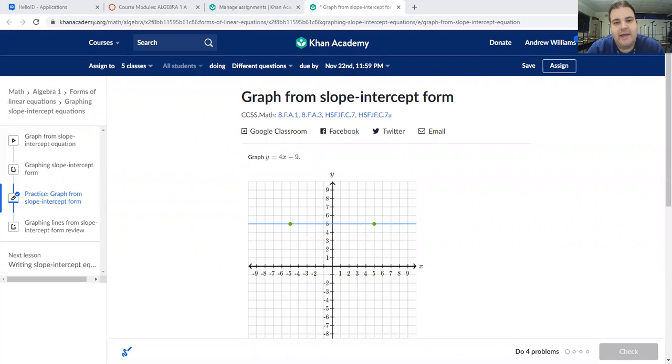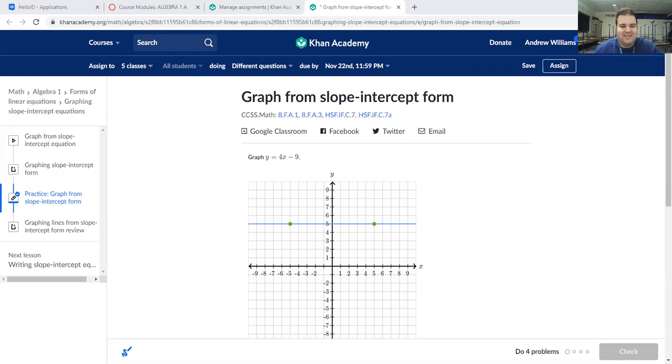All right, guys, we're working on Khan Academy here, and we're doing graph from slope-intercept form. Basically, you're going to be given an equation, and you're going to use it to make a graph. And I know we're used to using things like Desmos where it does it all for us, but we also need to know how to graph it by hand, a little more manually.